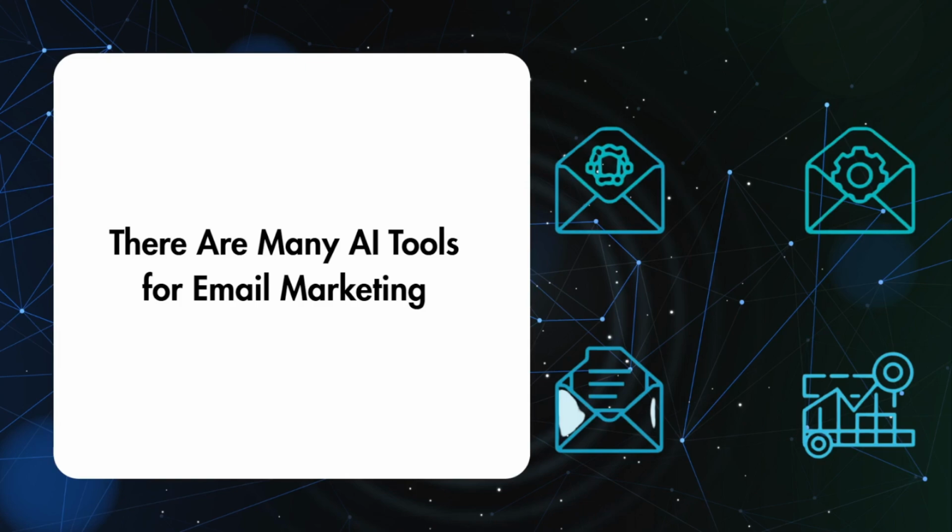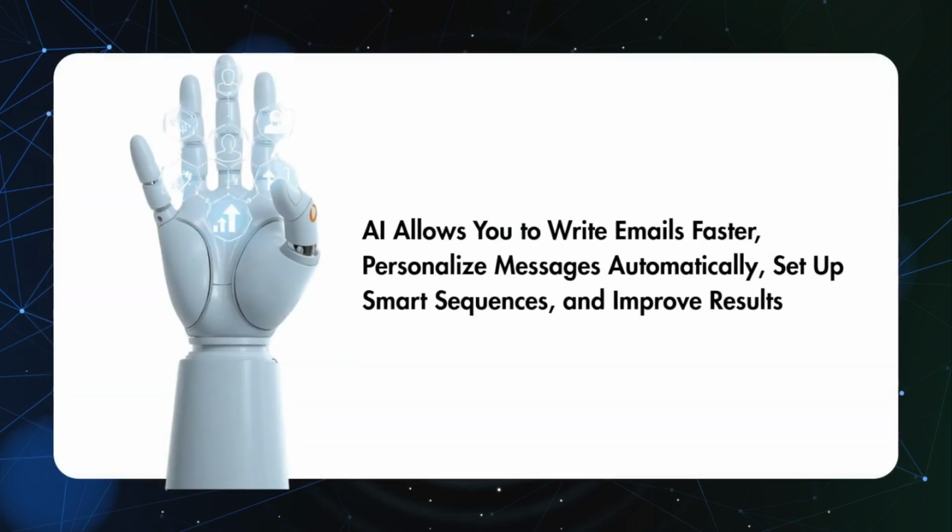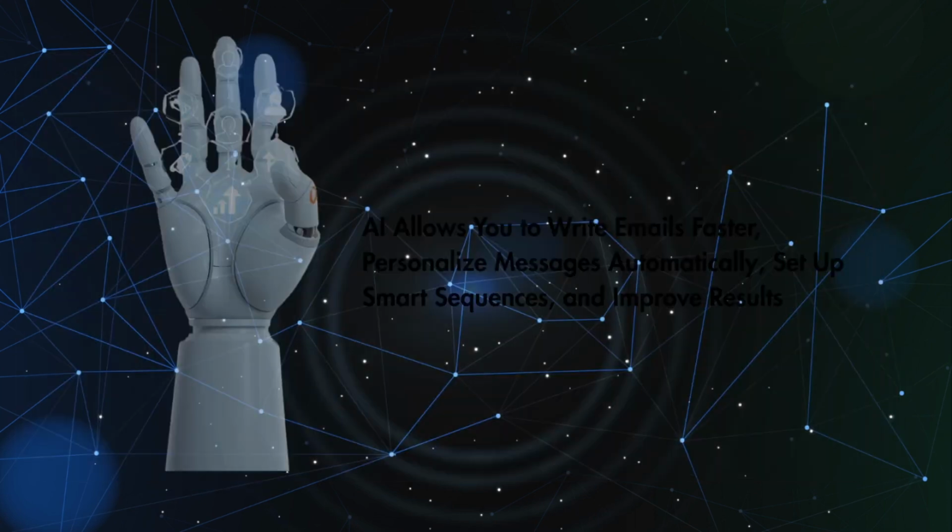So, in simple words, AI allows you to write emails faster, personalize messages automatically, set up smart sequences, and improve results using data and testing. Instead of spending hours manually creating campaigns, AI handles much of the work while still keeping your emails professional and engaging. So that's it basically for today's video.